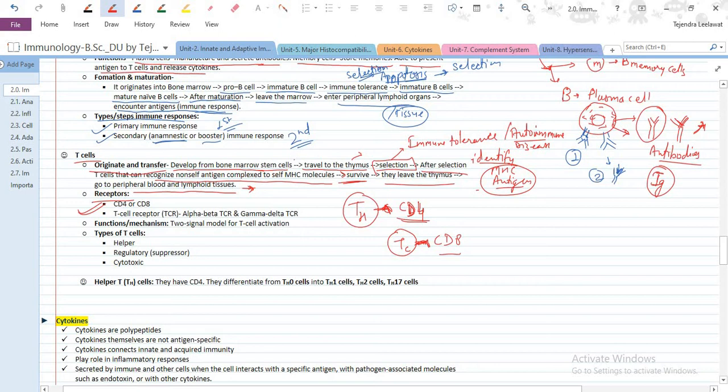Actually, TH cells commonly or usually have CD4, but sometimes may also have CD8 on the same cell.